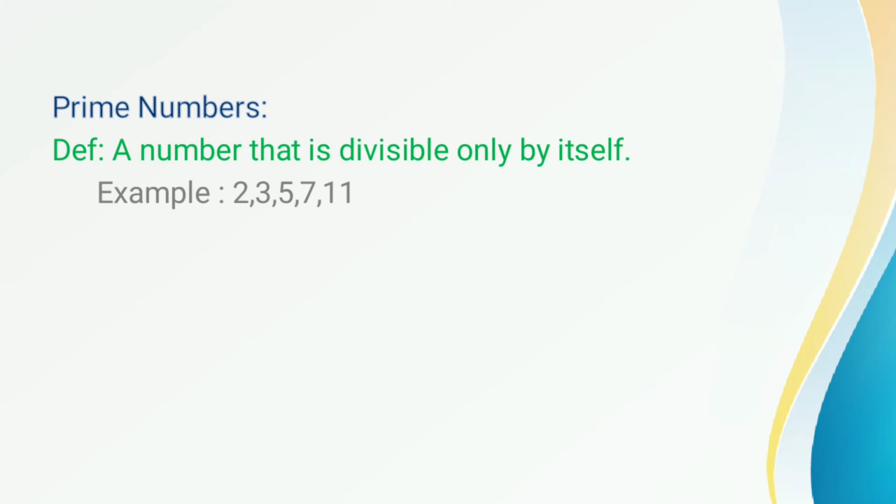What are prime numbers? A prime number can be defined as a number that is divisible only by 1 and itself. Example, we can say 2, 3, 5, 7, 11.